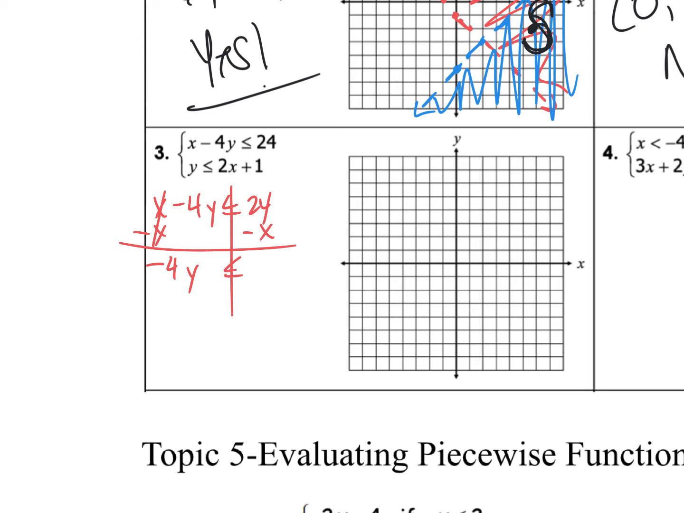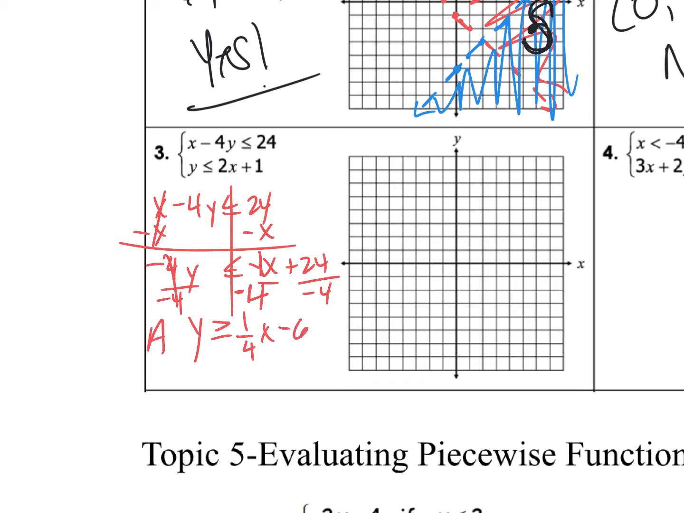-4y is less than or equal to -x plus 24. Since it was positive, we make it plus. Then we divide by -4, and there we go, doing that thing that I was talking about a few minutes ago, where we're dividing each side by a negative. So this is going to be y is greater than or equal to a -1 divided by a -4 is a positive 1/4 x, and 24 divided by 4 is -6.